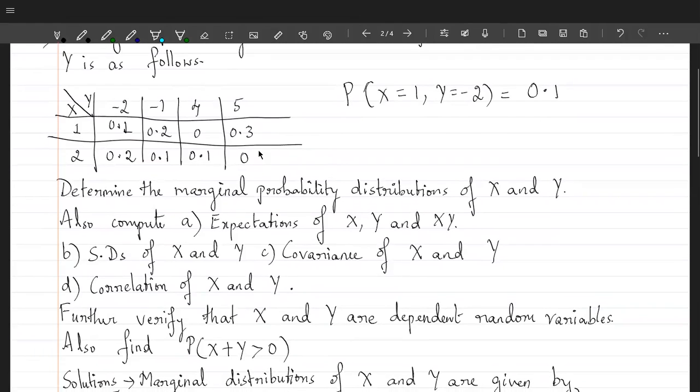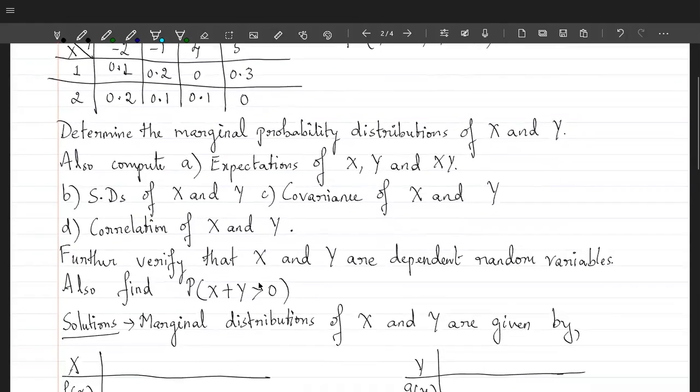Now, based on this distribution table, they have given the following questions. Determine the marginal probability distributions of X and Y. Also compute expectations of X, Y and XY, standard deviations of X and Y, covariance of X and Y, and correlation of X and Y. Further, verify that X and Y are dependent random variables and also find the probability that P(X + Y) is greater than 0.